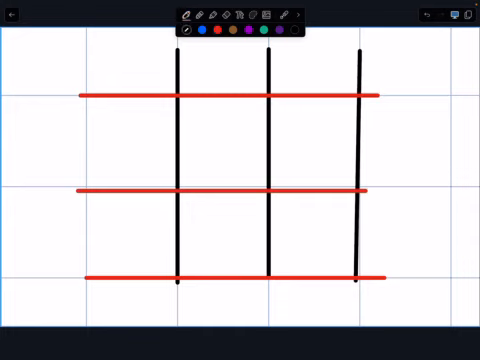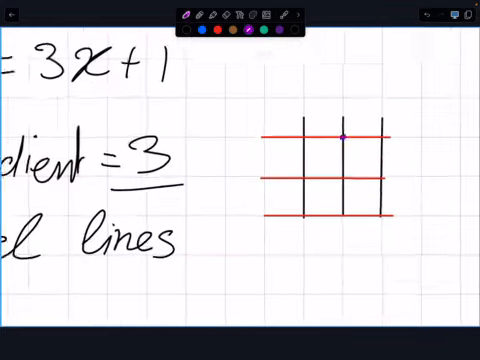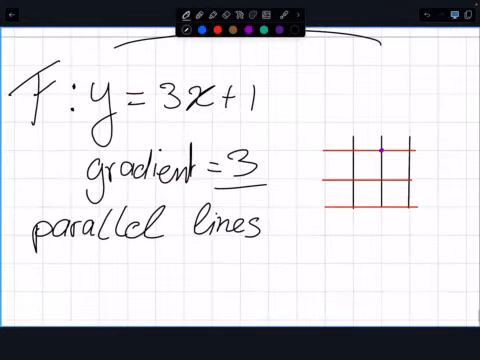Now, what is an intersection? When they meet, this is an intersection. They will cross each other. Parallel lines will never intersect. But what does that have to do with linear equations, teacher? Thank you for asking.